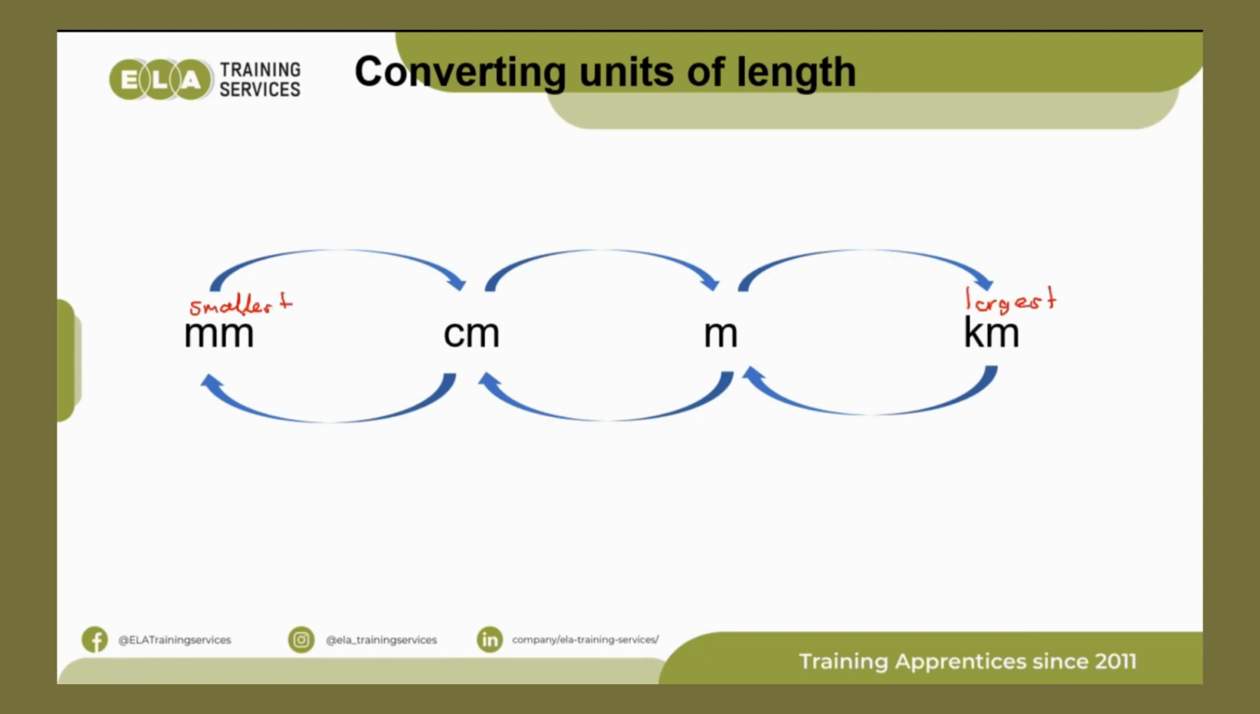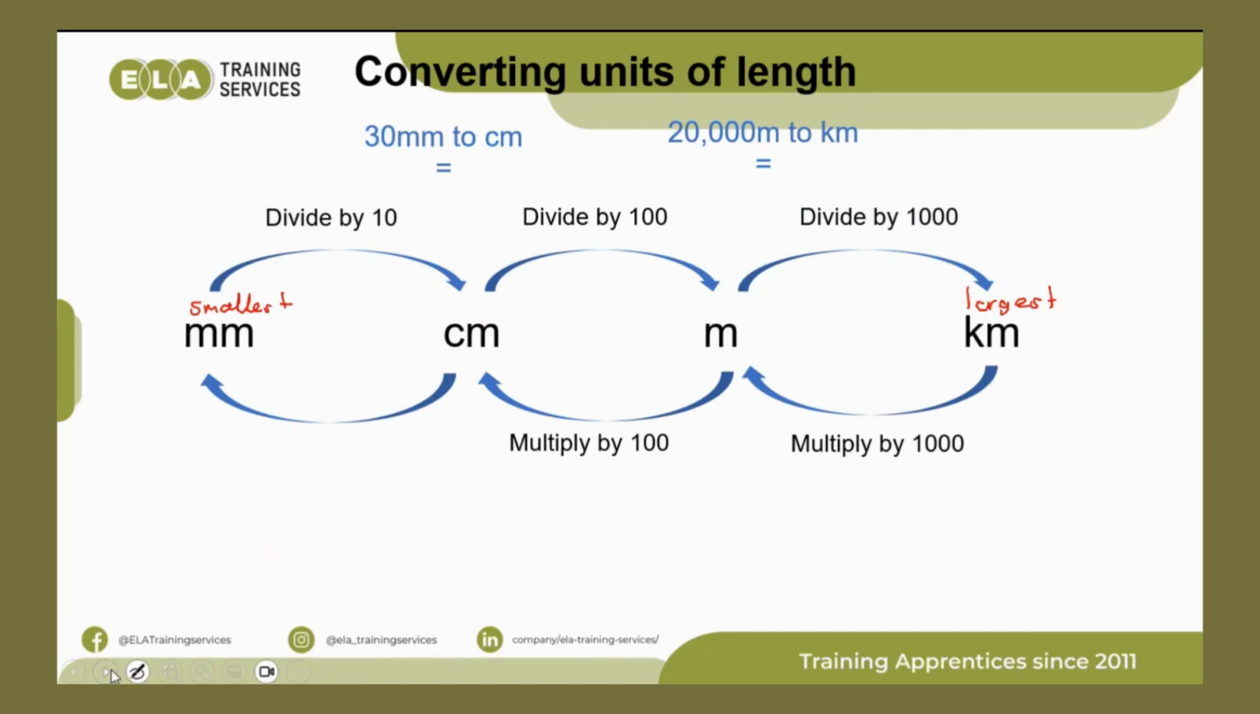When we are converting from small to big, we are dividing in sets of 10. So when we go from millimetres to centimetres, we divide by 10. When we go from centimetres to metres, we divide by 100. And when we go from metres to kilometres, we divide by 1,000. And then when we're going the opposite, so kilometres to metres, we times by 1,000, metres to centimetres, we multiply by 100, and centimetres to millimetres, multiply by 10. So notice it's the same amount: small to big, divide; big to small, multiply.